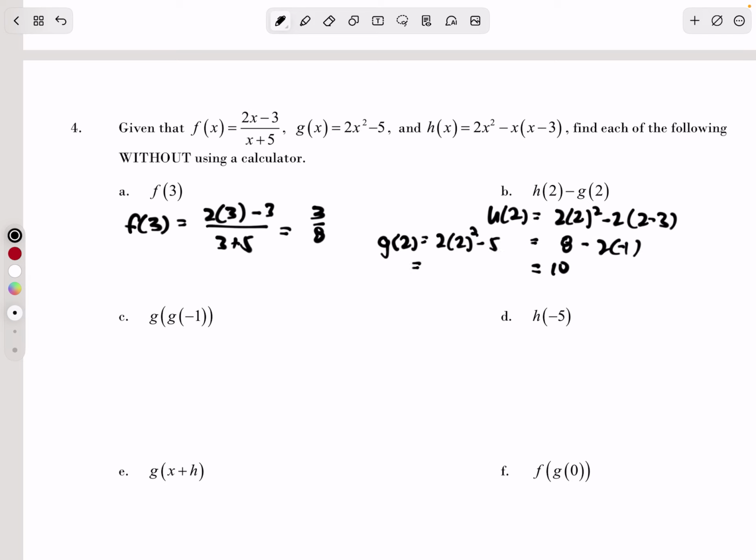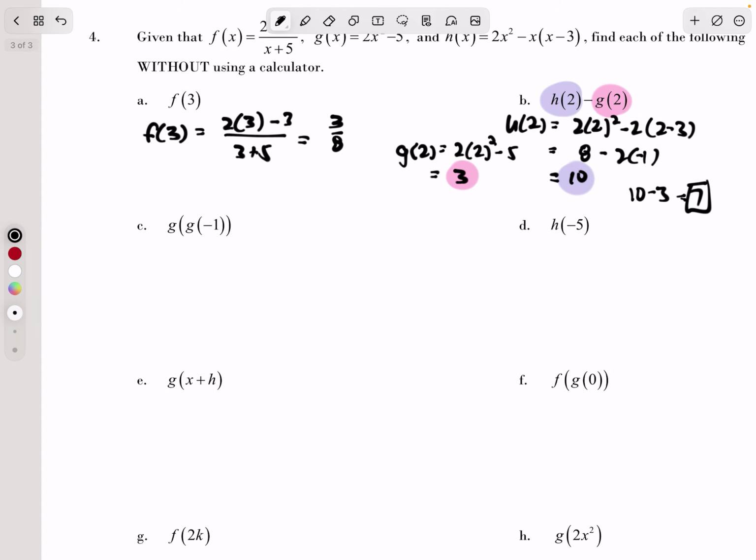G of 2, I'll do it over here, is 2 times 2 squared minus 5. 2 times 4 is 8. 8 minus 5 is 3. So the whole thing is h of 2 minus g of 2. Do a different color.